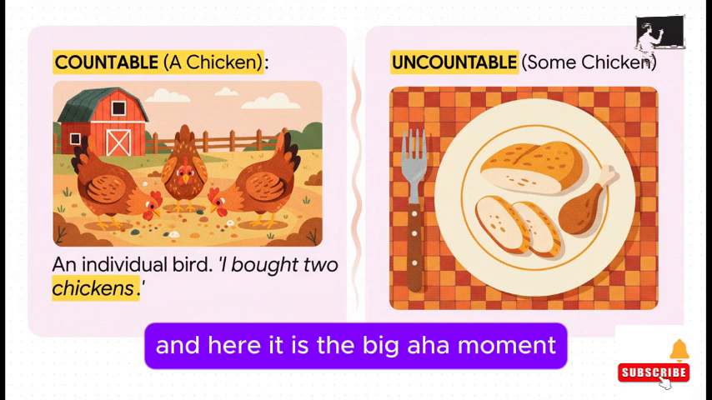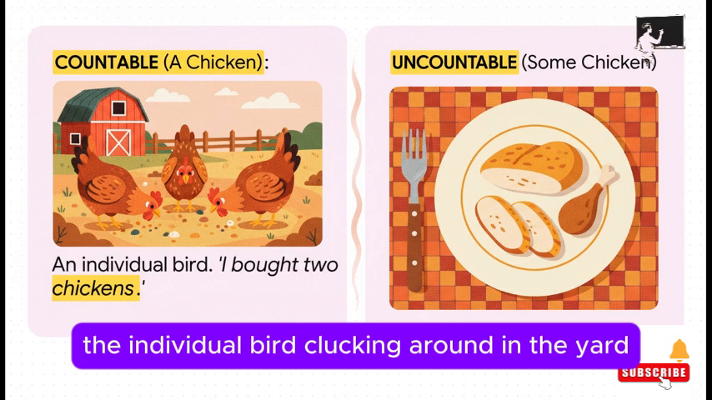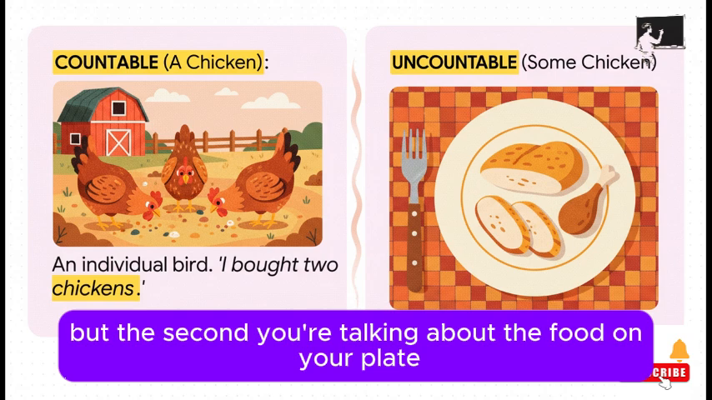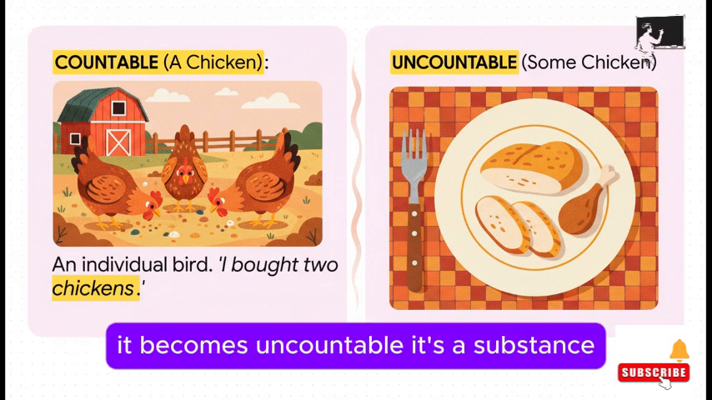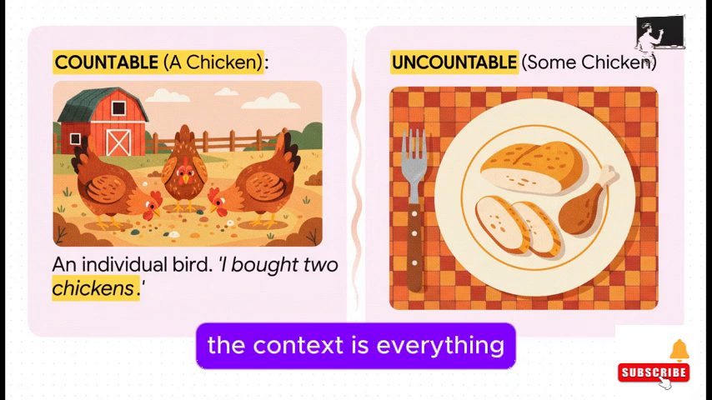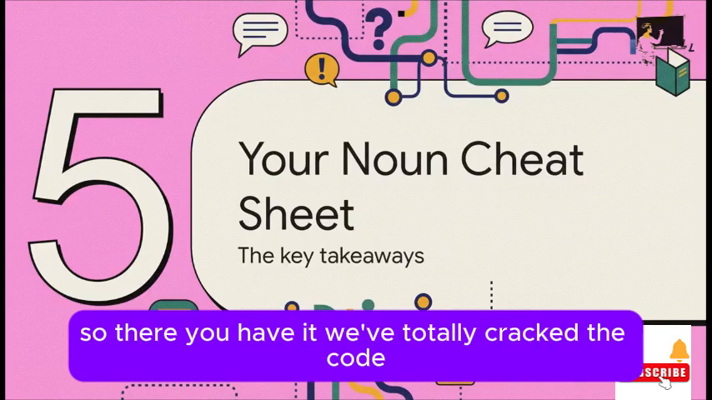And here it is, the big aha moment. Just look at the word chicken. When you're talking about the animal, the individual bird clucking around in the yard, it's countable. You can see 1 chicken or 2 chickens. But the second you're talking about the food on your plate, it becomes uncountable. It's a substance, a type of meat. You ask for some chicken, not a chicken. See, the context is everything. It's the same word playing 2 completely different games. So there you have it. We've totally cracked the code.